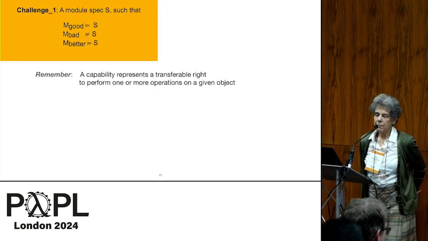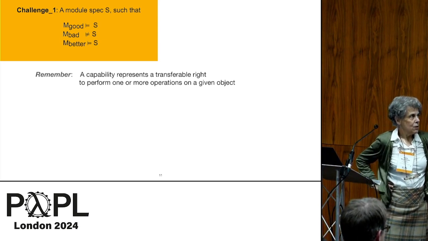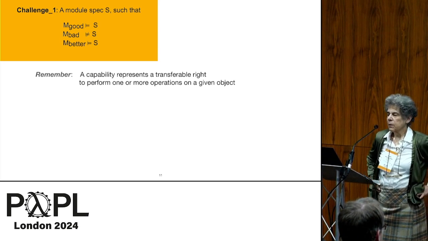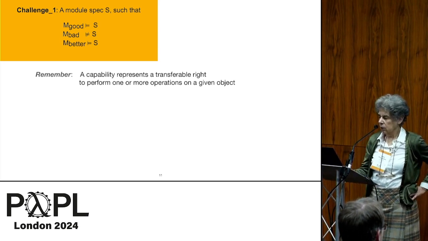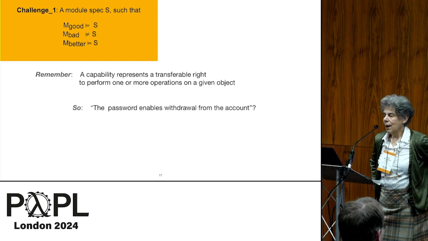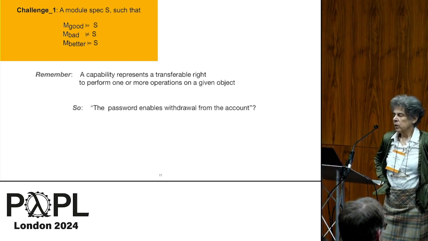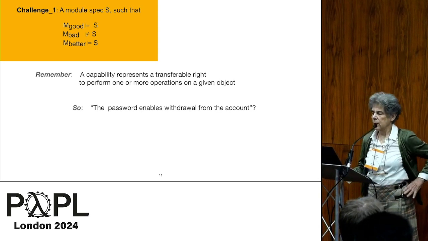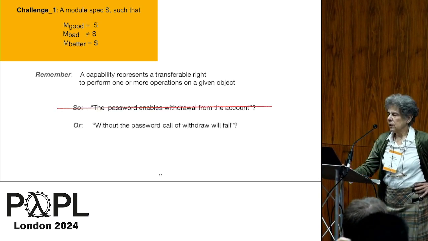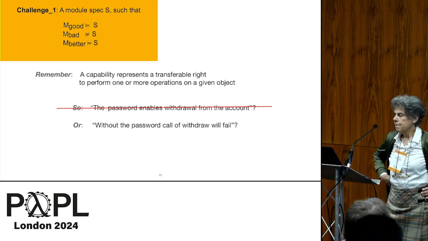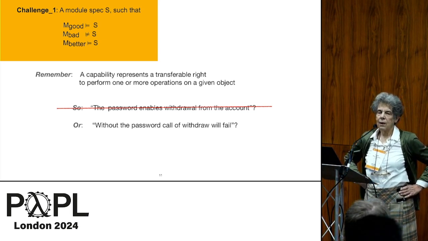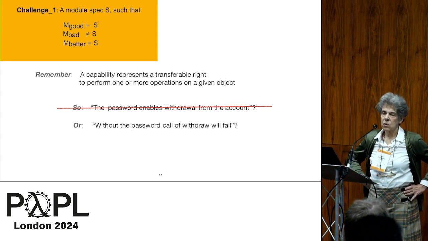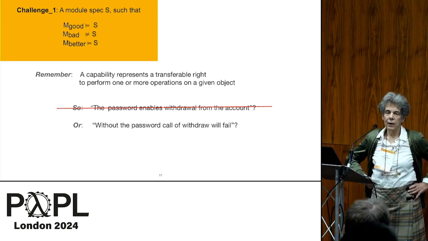Right, so remember the capability represents a transferable right to perform one or more operations on a given object. Going back to our example with the account, what can we do? We could say, the password enables withdrawal from the account. And then, of course, I can go and say, how do I write this formally? But that's not very good because what if I have other ways of making the withdrawal? Perhaps I have got a magic word that I can pass when I say withdrawal.